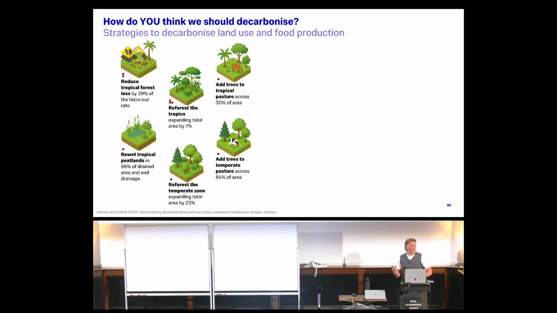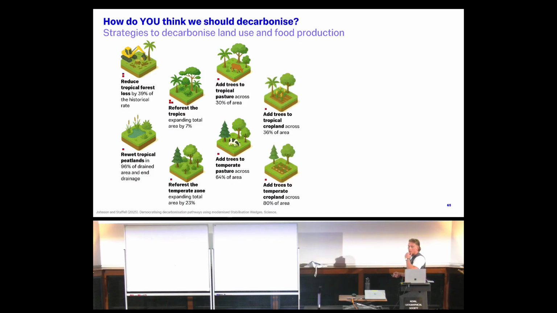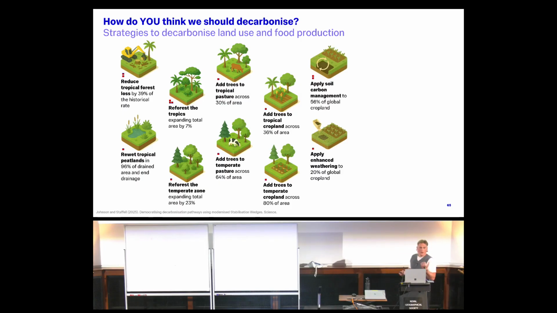We can have multi-land use settings, so we can grow trees inside of existing agricultural land, inside pastures and inside croplands. We can apply soil carbon management, so that's reducing the extent to which we plough soils, planting cover crops to stop soil organic carbon from oxidizing and turning into carbon dioxide. A slightly off-the-wall solution, we have enhanced weathering, where we can apply weathering materials to croplands, which effectively store CO2 from the atmosphere, and then it dissolves outside of the materials and is flushed to the oceans. But again, it's a kind of carbon removal technology.